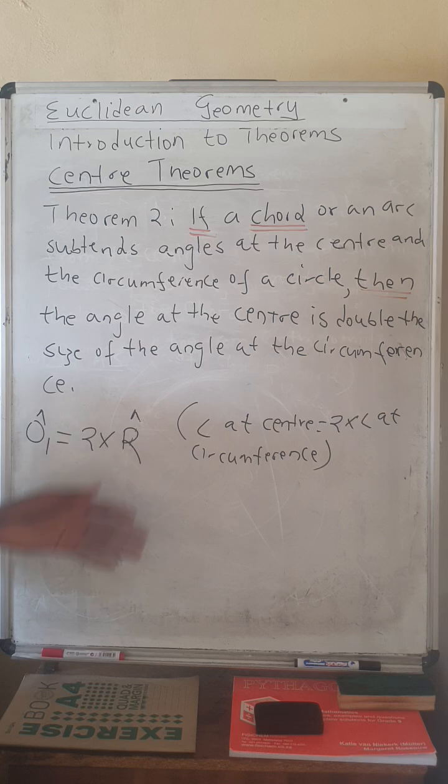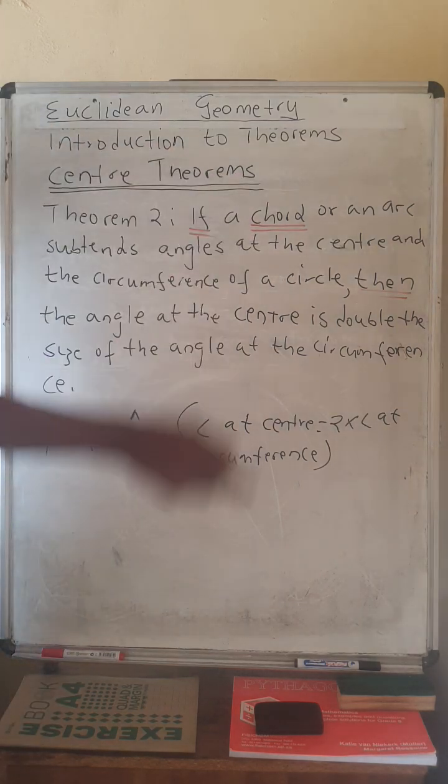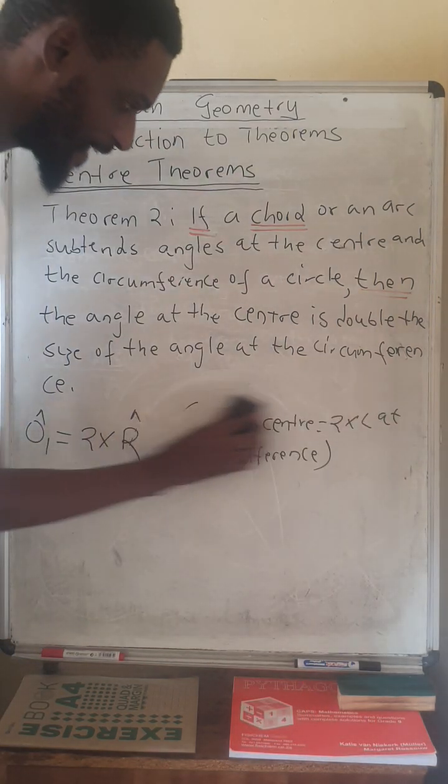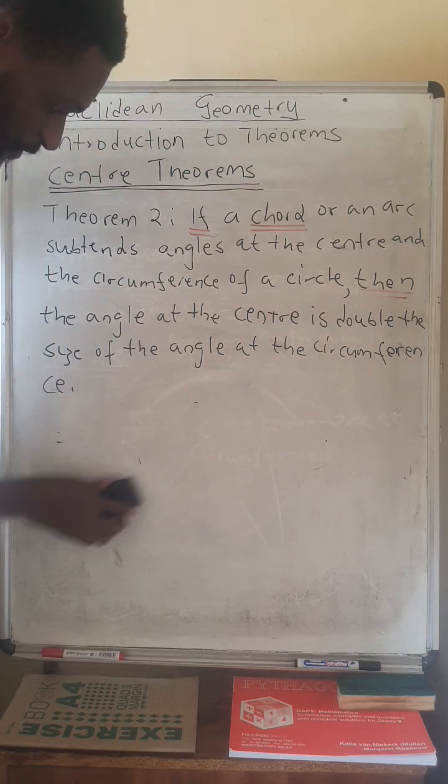Usually when they state it, they say an angle at the center is double the size of the angle at the circumference. So of which that is a conclusion. But it's fine. There's no need to attack people. Let us just continue.